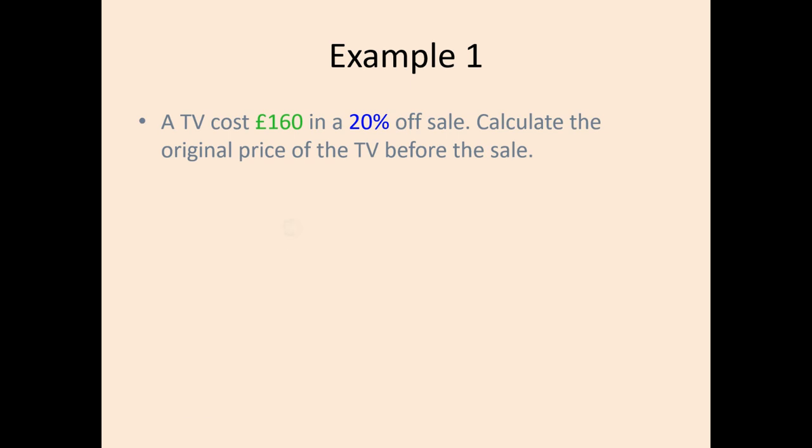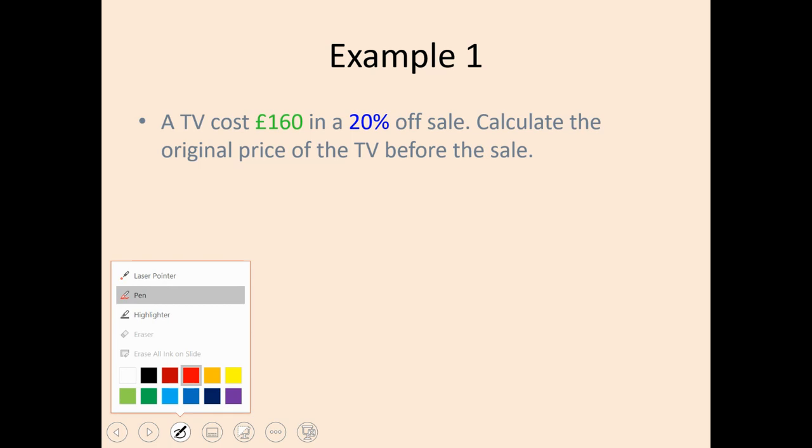So looking at this example here, I'm going to use my pen. It says here in this example, a TV costs £160 in a 20% off sale. Calculate the original price of the TV before the sale. So what I need to do here is work out the original price of the TV. I got the TV for sale 20% off. My original amount was 100%.